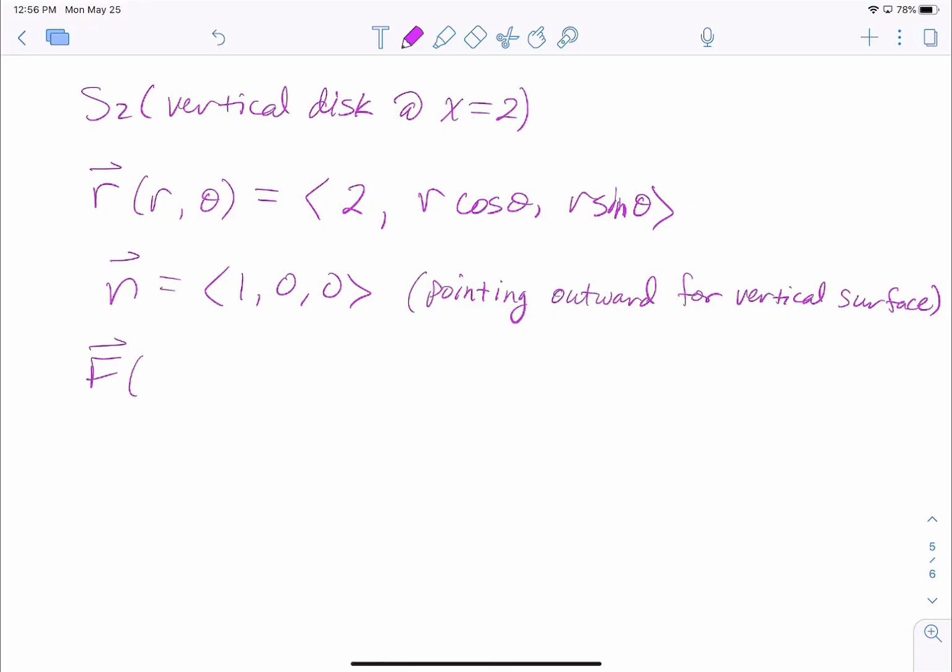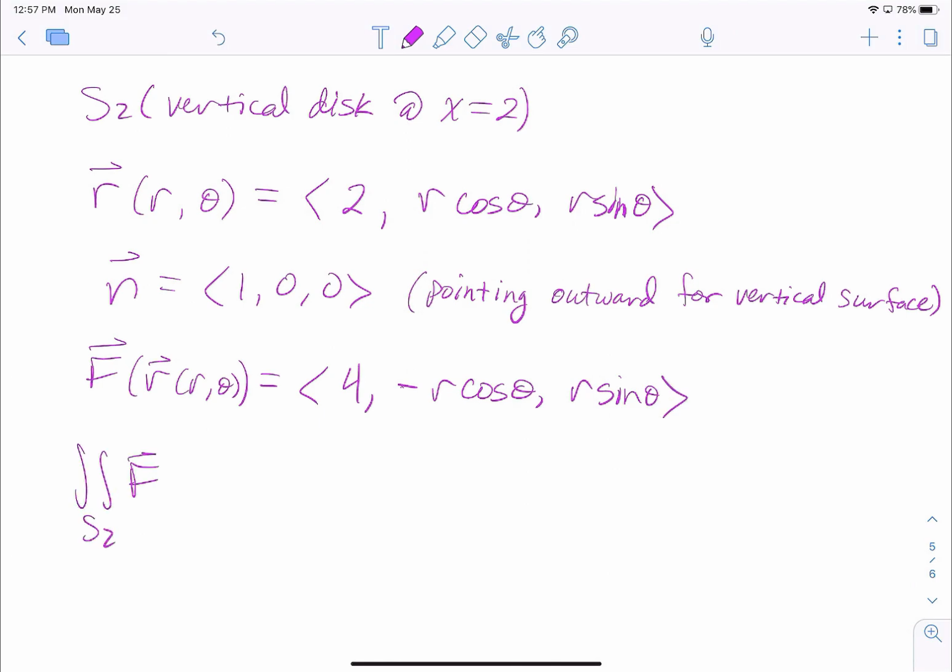F of r, theta is equal to, now f was x squared, so 2 squared is 4, negative y, so negative r cosine of theta, z, so r sine of theta. The surface integral over S2 of f dot dS is then equal to the surface integral over S2 of f dot n dS. That second dS is not a vector, but we're going to kind of weasel out of this. This is the surface integral over S2.